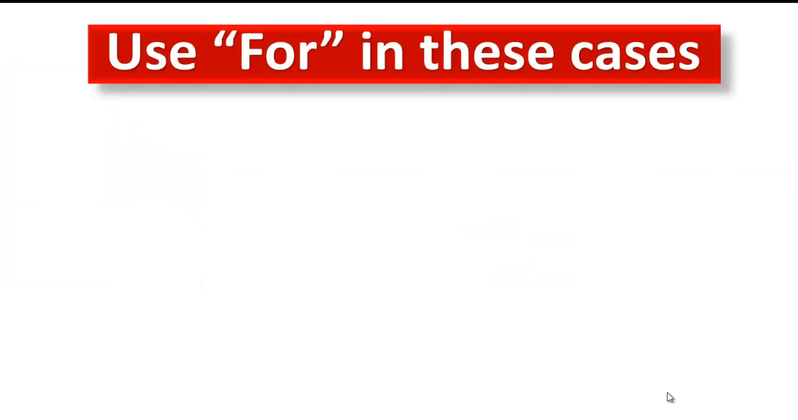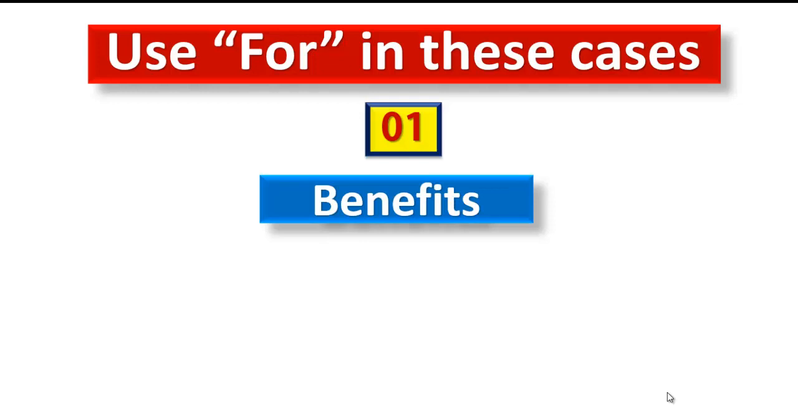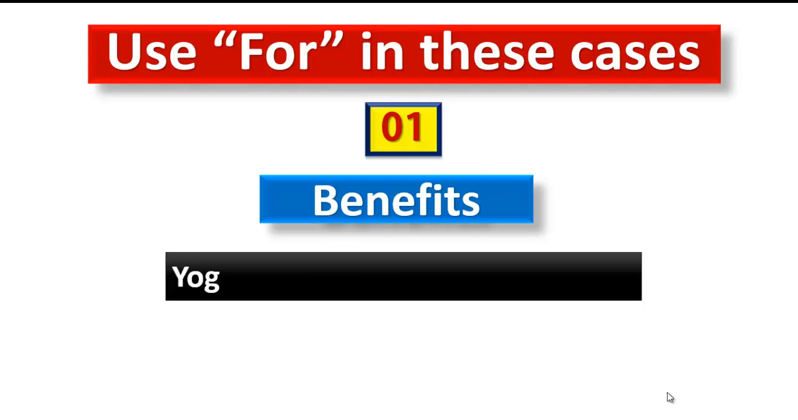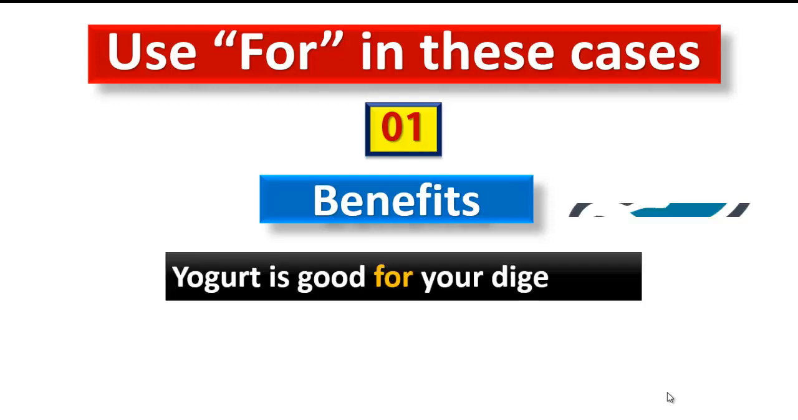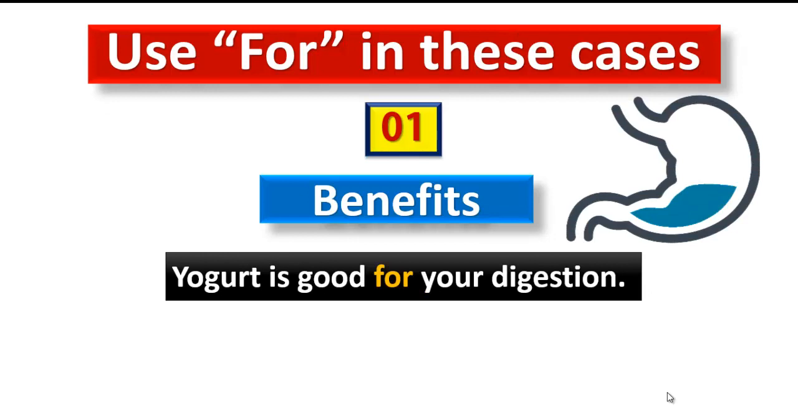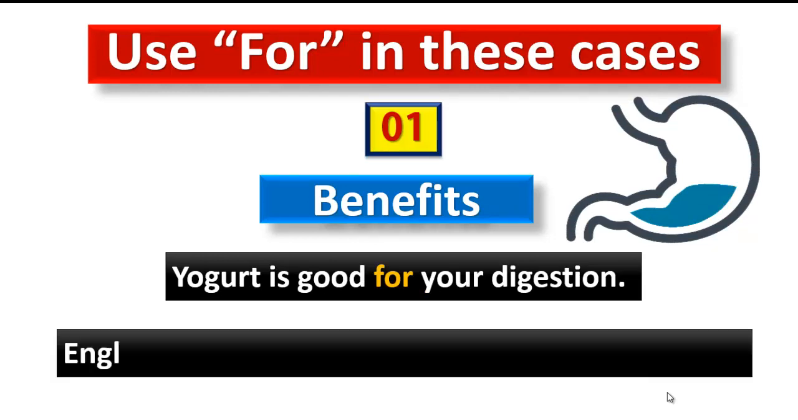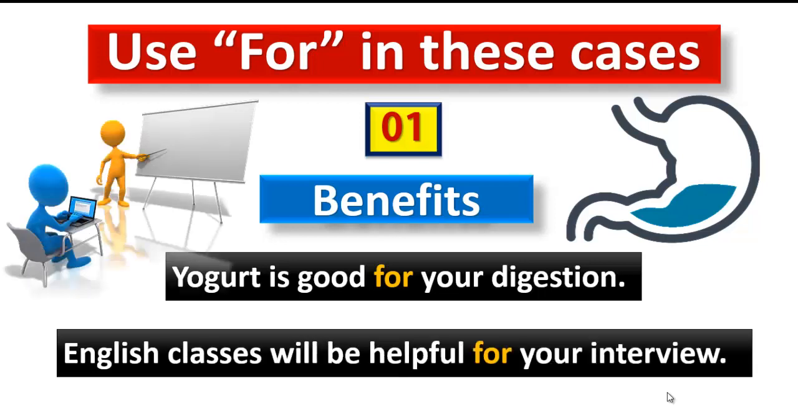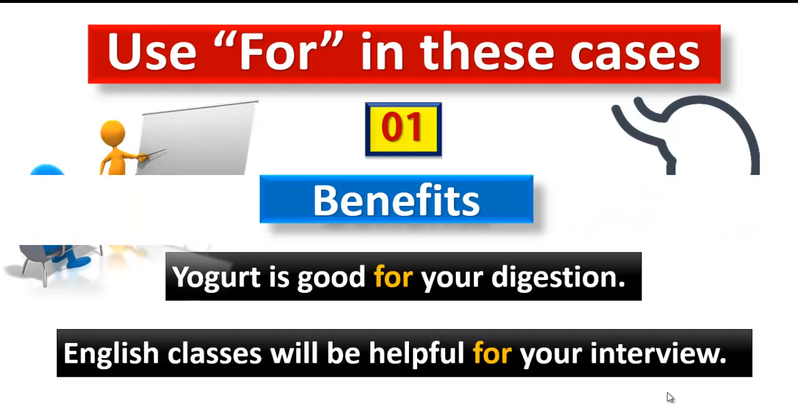Now we are discussing the preposition "for". For it, case number 1 will be, it should always be used for benefits. Yogurt is good for your digestion. Here we have given the benefits of yogurt. In the second example, English classes will be helpful for your interview. Here the benefits of English classes have been discussed.